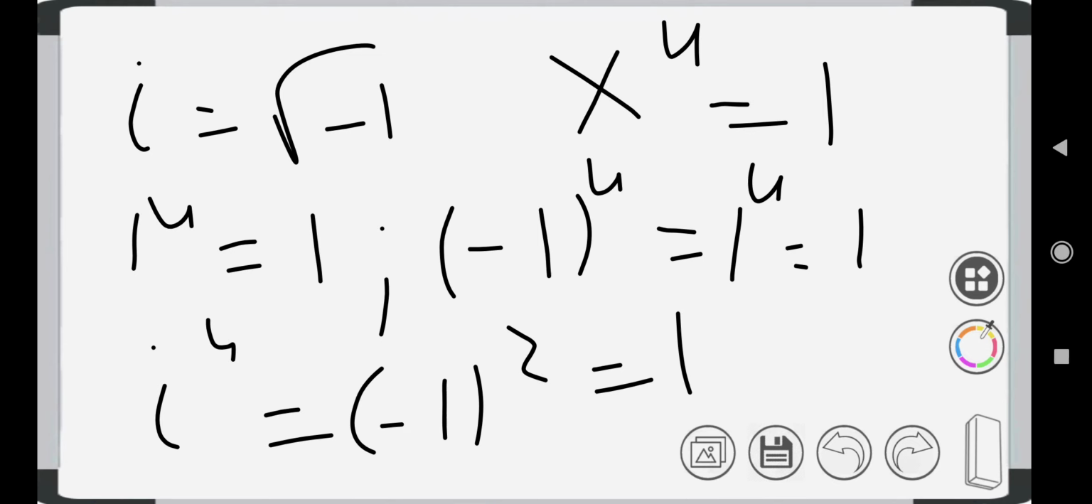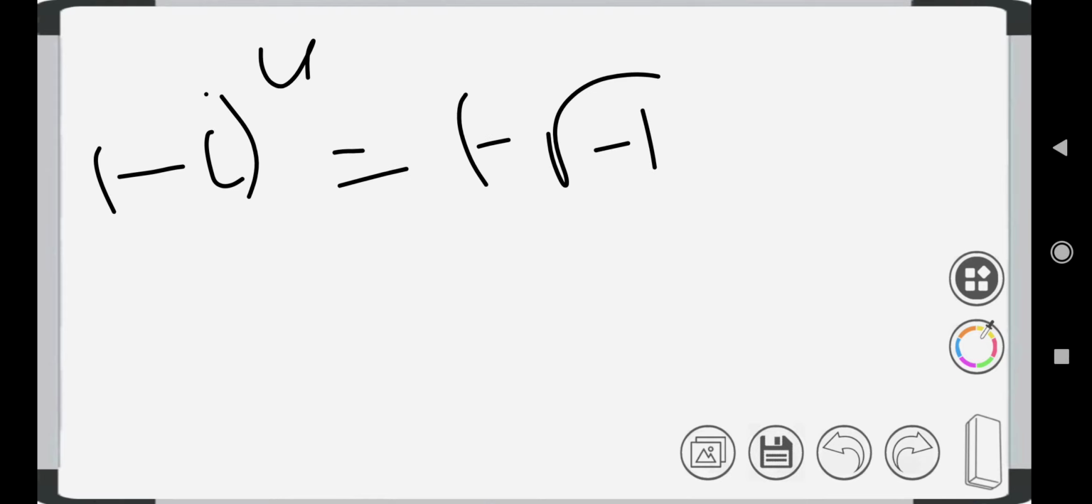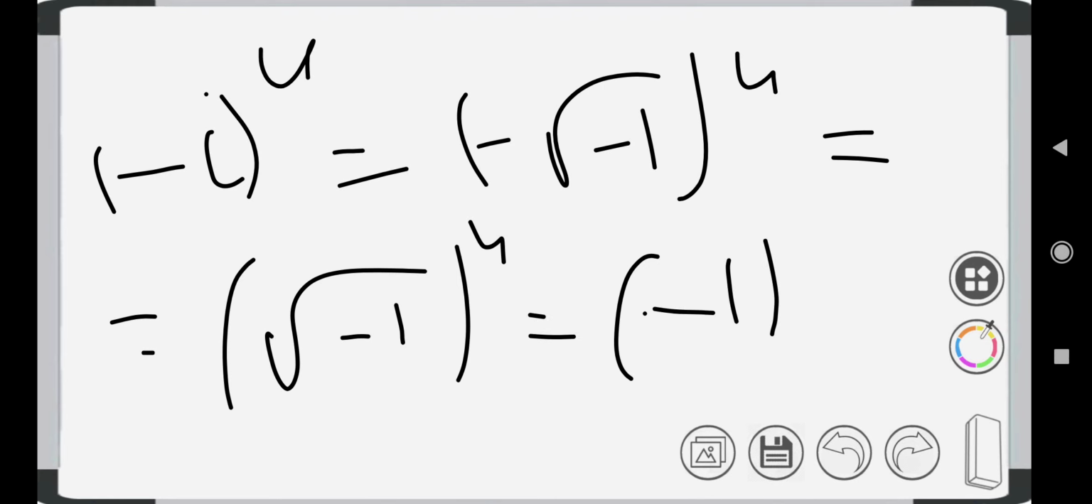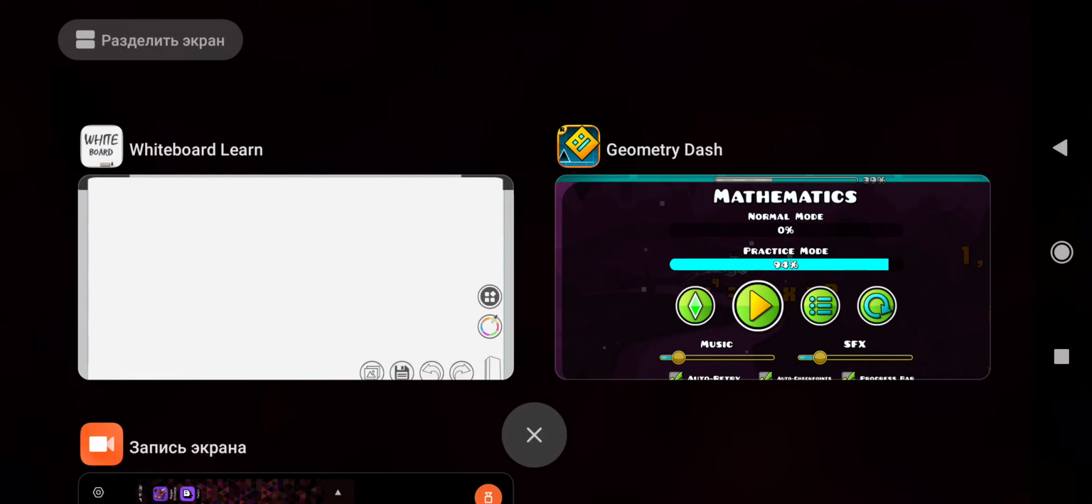And let's quickly do minus i to the power of 4. Well, this is minus square root of -1 to the power of 4, which is the same as square root of -1 to the power of 4, which is the same as -1 to the power of 2, which is just 1. So we're actually getting 4 answers, plus minus i and plus minus 1. So let's just proceed again.